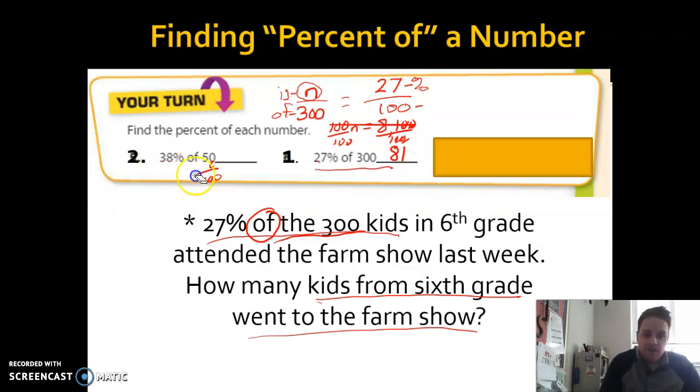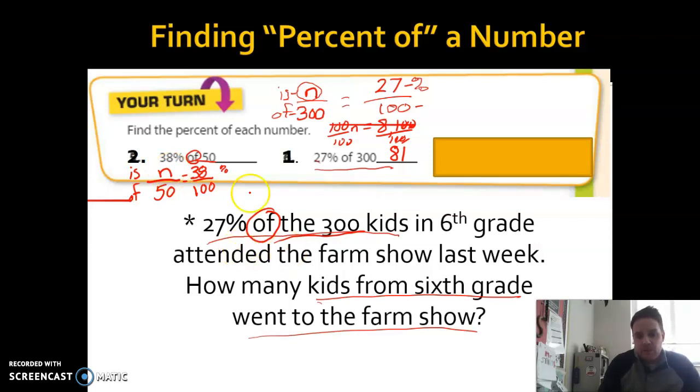But because we're practicing using these new proportions, let's set this up. So we're going to do, remember, is over of, and we put our percent over the 100, right? Because we're dealing with percent. So we're finding percent of a number, percent of 50. So let's see, 38%, oh, 38% means 38 over 100 of 50. Of 50. Here's what I don't know. Okay?